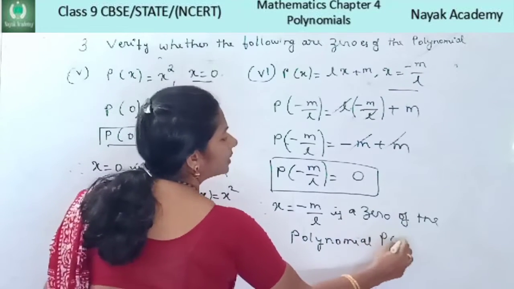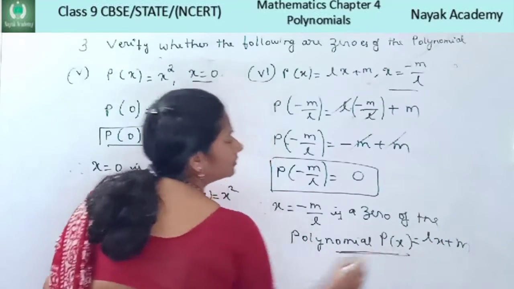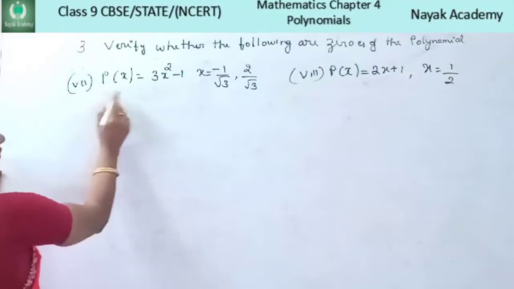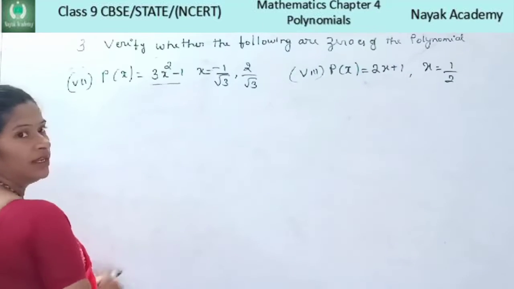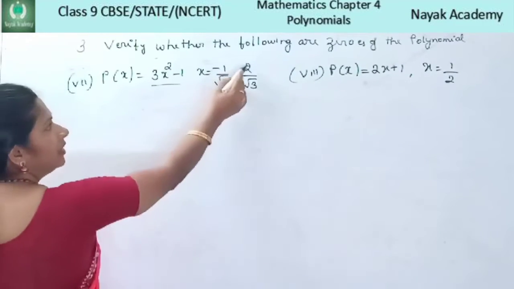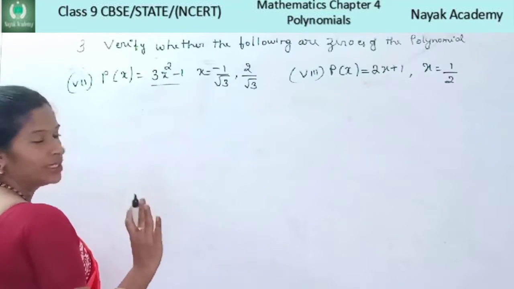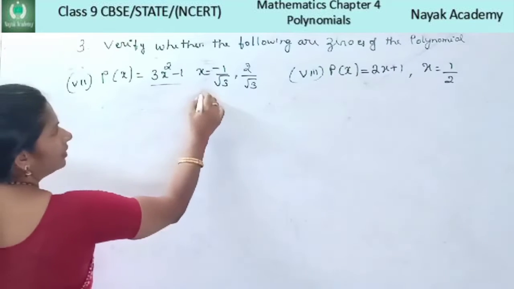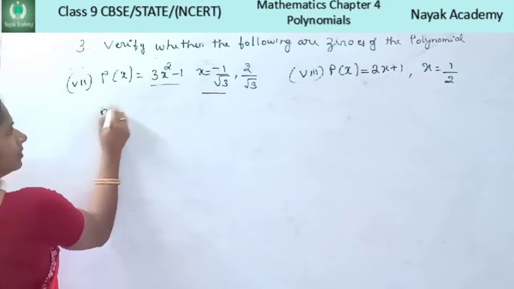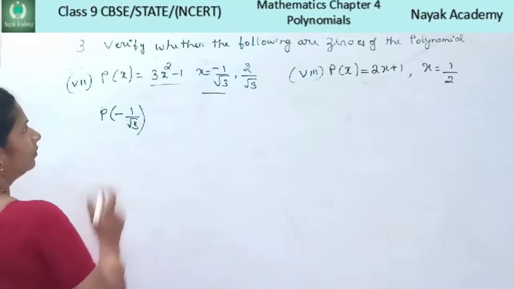Polynomial P of x is equal to Lx plus m. Coming to the seventh problem, P of x is equal to 3x square minus 1. Now we have to check whether x is equal to minus 1 by root 3 and x is equal to 2 by root 3 are zeros of the polynomial or not. Let us first check whether x is equal to minus 1 by root 3 is a zero of the polynomial or not, children. What we need to do?